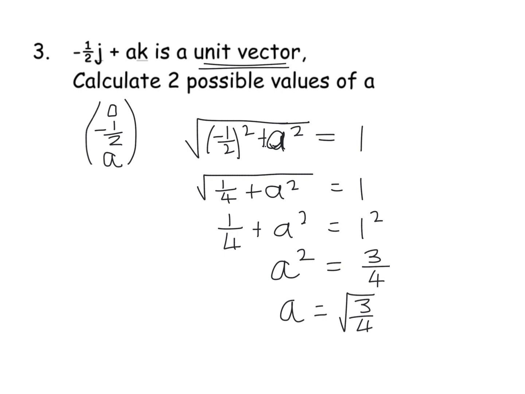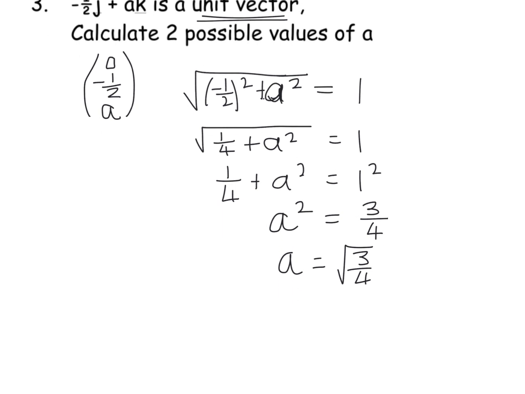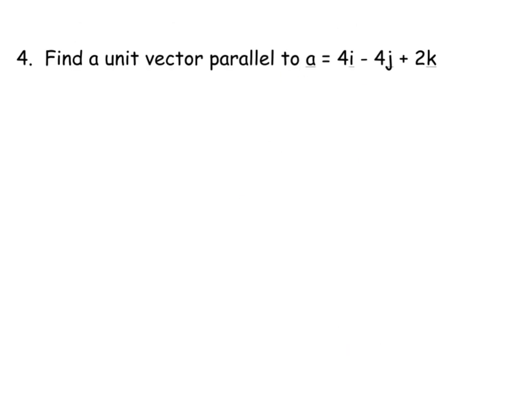Now, when you square root this, there are 2 possible answers. Remember, it says possible values, so plural in the question, so you're looking for 2. So the square root of that is plus or minus. Now, 4 you can square root, so we can simplify this and write it as root 3 over 2. So we could have positive root 3 over 2, or we could have negative root 3 over 2 as the 2 possible values of a.